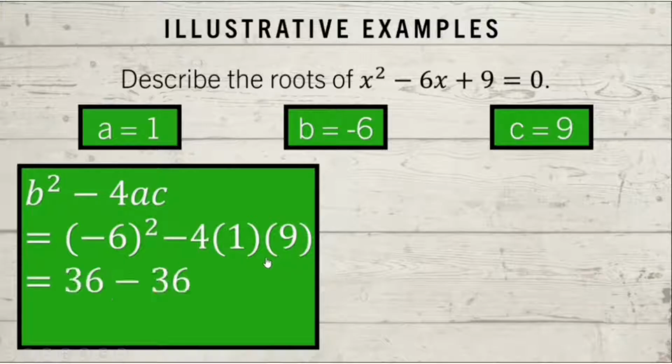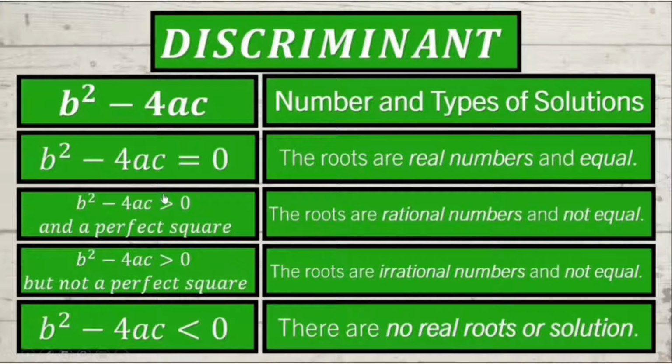We will have negative 6 squared is 36, minus 4 multiplied by 1 is 4, times 9, which is 36. So 36 minus 36, that is 0. If our discriminant is 0, what will be the nature of our roots? Our roots are real numbers and equal.